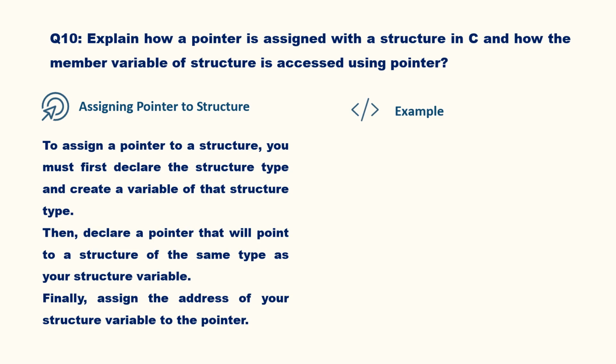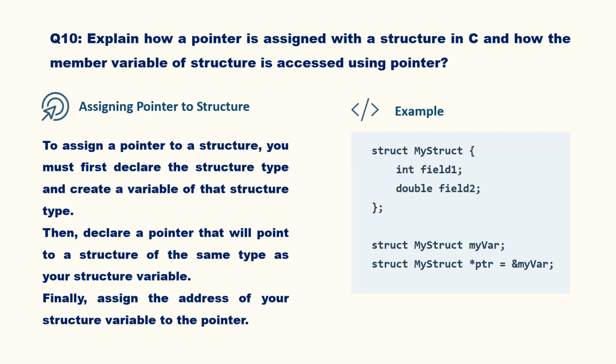Now let's see an example. my_struct is defined as a structure with two members, field1 and field2. my_var is declared as a variable of type my_struct. my_struct_ptr is declared as a pointer variable that points to variables of type my_struct. my_struct_ptr is assigned the address of my_var.